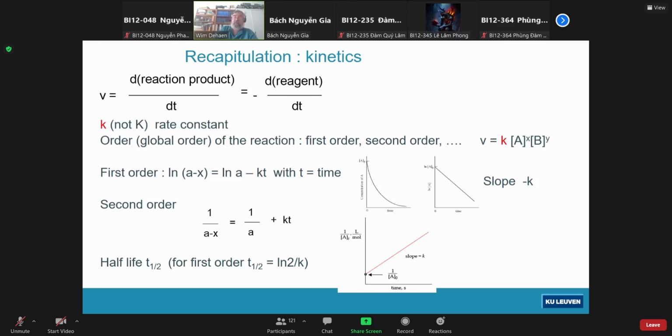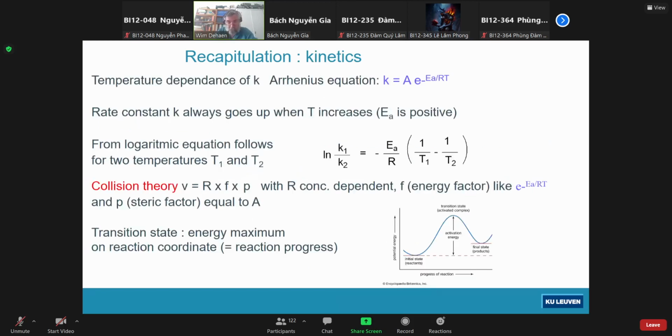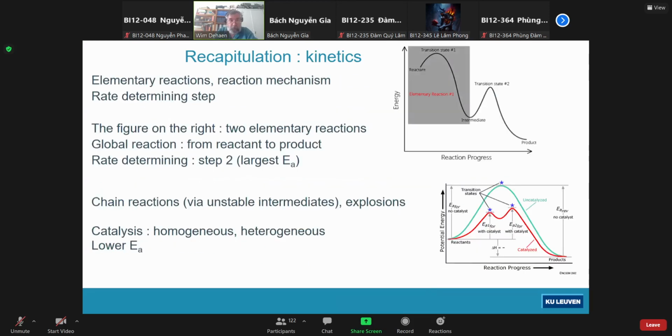In the case of the second order, we have seen, it's not on the slide here, that the half-life is concentration dependent. So it's variable. It's not like for a first order reaction. Other things we have seen in kinetics are that a global reaction might have several elementary reactions. So steps that occur after each other. And that's part of knowing the reaction mechanism.